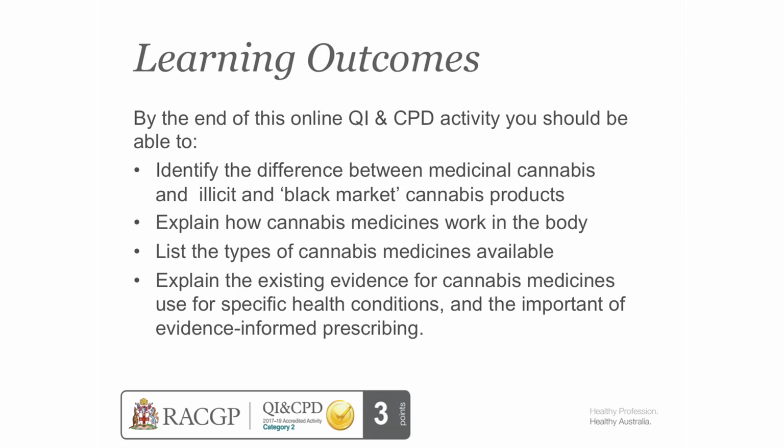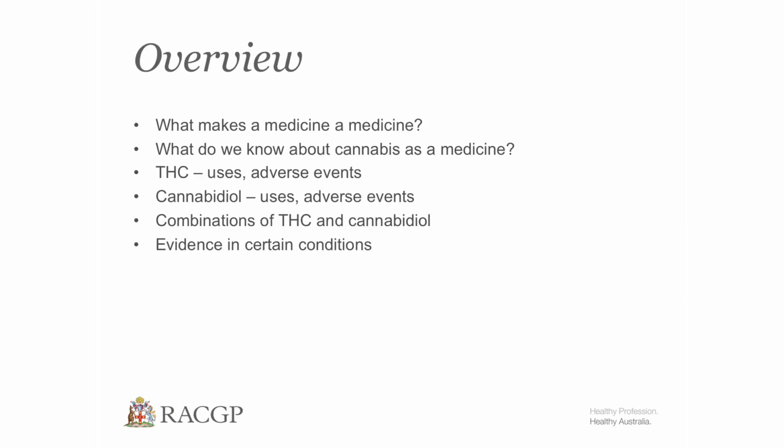Welcome everyone. My name is Harry Nespolin. I will be facilitating tonight's webinar. I just quickly want to go through the learning outcomes that we're trying to achieve. By the end of the online CBD activity, you should be able to identify the difference between medicinal cannabis and illicit cannabis products, explain how cannabis medicines work, list the types of cannabis medicines available, and explain the existing evidence for cannabis medicines use for specific health conditions and the importance of evidence-informed prescribing. We will be addressing questions throughout Jan's presentation, but we will try and group the questions up so that we're not disturbing her presentation too much. Now I'd like to hand over to Jan.